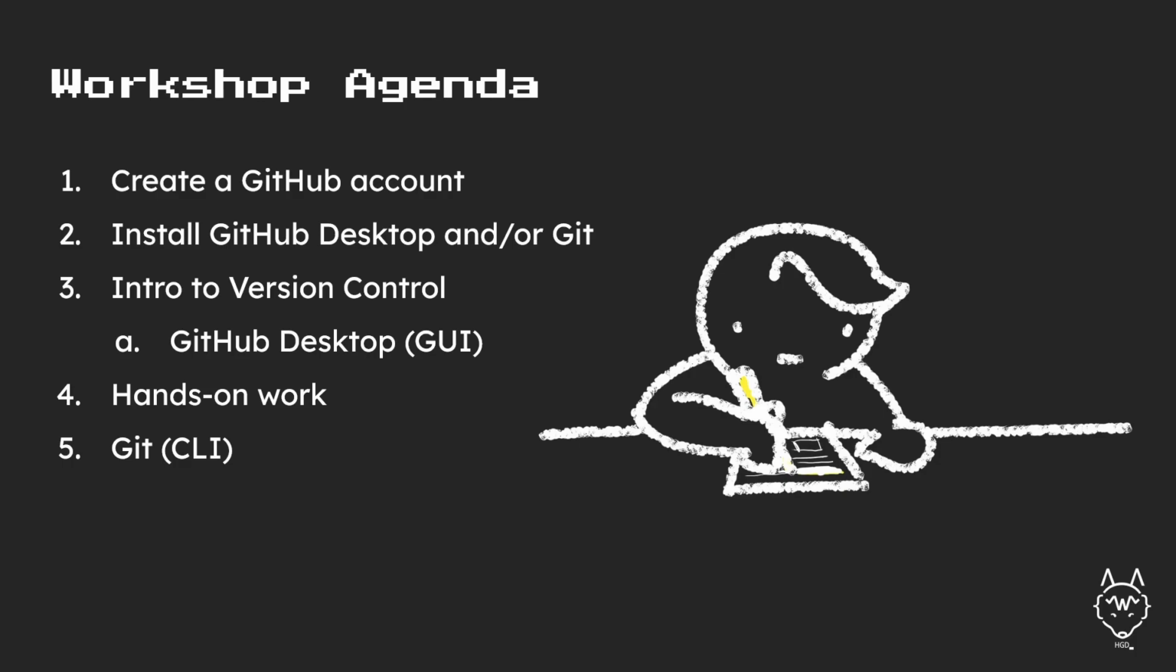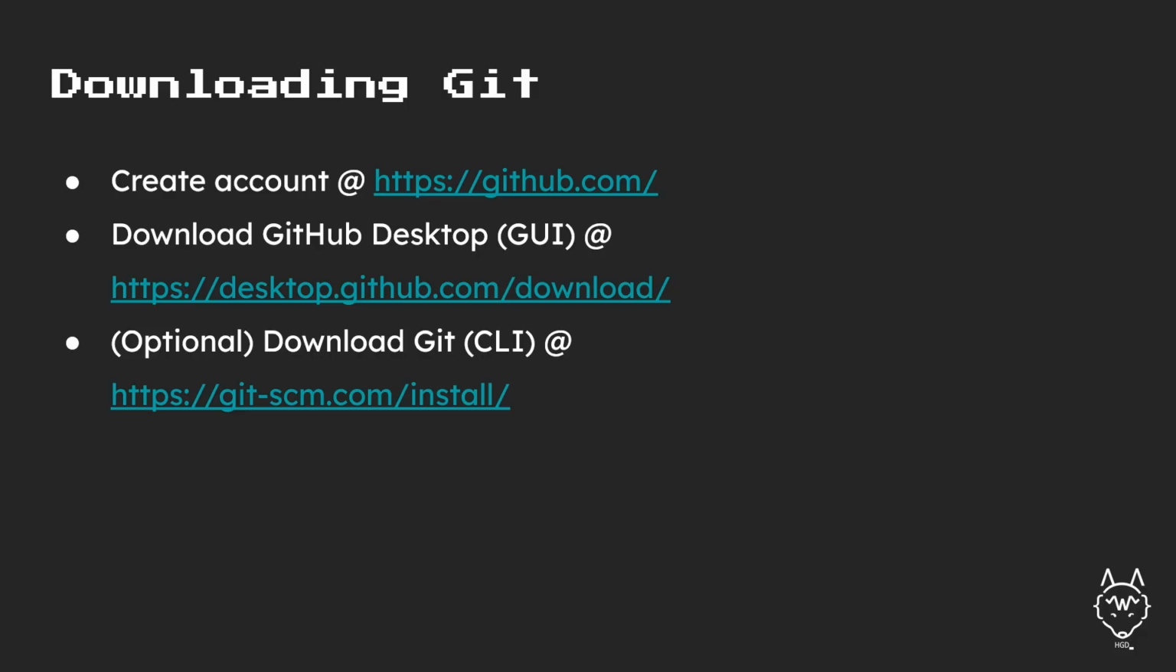Number three, intro to version control. So we're going to talk about GitHub Desktop, the GUI, and then we're going to get into hands-on work with a repository. And then after that, we'll talk about more things you can do with the command line with Git. So start downloading Git and GitHub. Git, the command line, is optional, but if you want to dig into that, we can also do that.